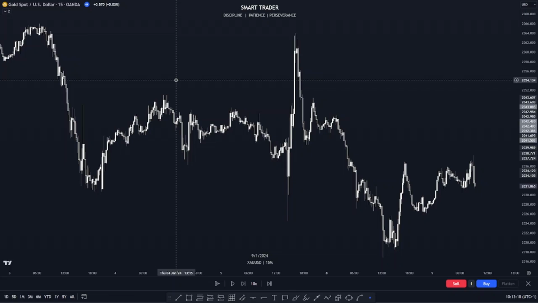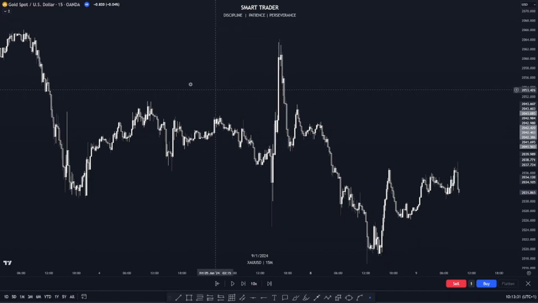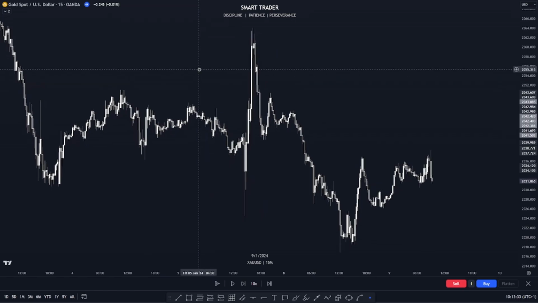In today's video, I'll make a review on the gold setup that I shared with you on my Telegram channel last week, and then I'll make an analysis for the upcoming week. So let's get started. On this gold chart, we are in the M15 time frame. On that day, I started with a simple structure mapping.